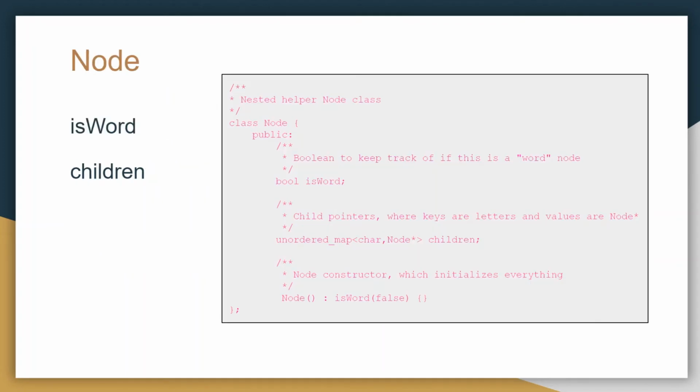And then we have nodes, which are used in the multi-way trie. These nodes consist of two things, isWord and children. isWord is a Boolean to tell you whether this node is a word node or not. And then children is the children of that node.